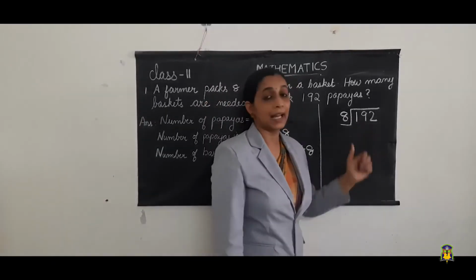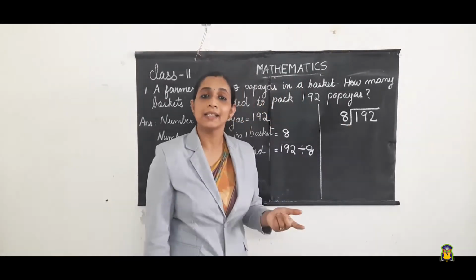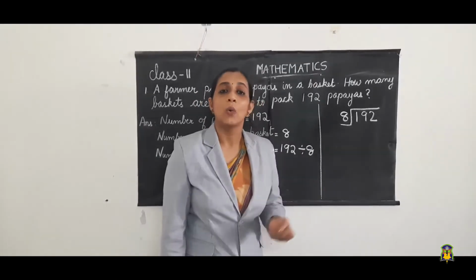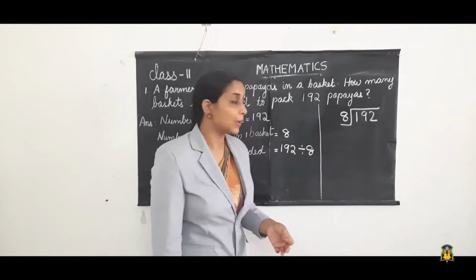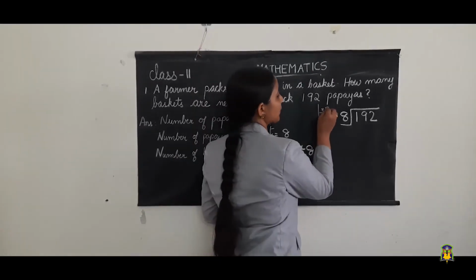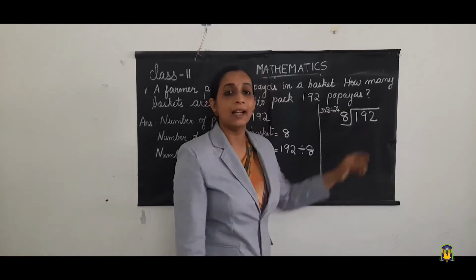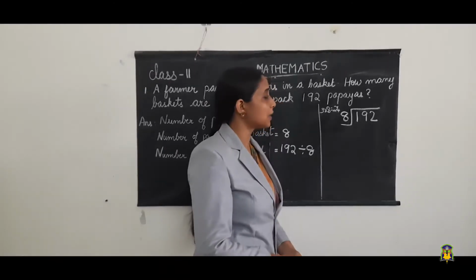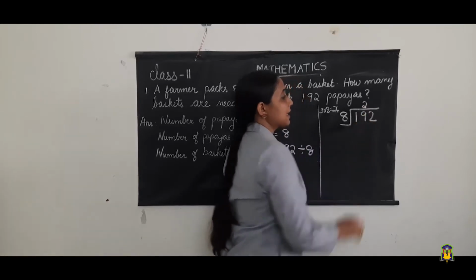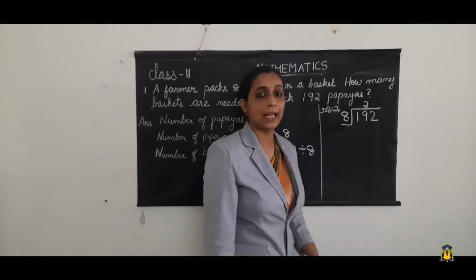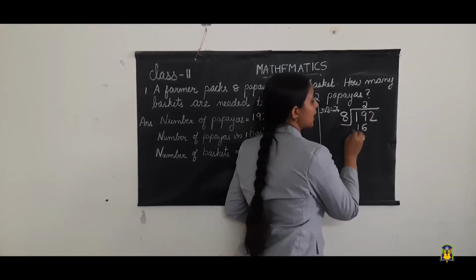So 1, 9, 19. How many times is 8 in 19? Let us recite the table of 8. 1 8 is 8, 2 8s are 16, 3 8s are 24. But 24 is greater than 19. So we have to take 2, and we write that 2 in the tens place, just above 9. 2 into 8 is 16.